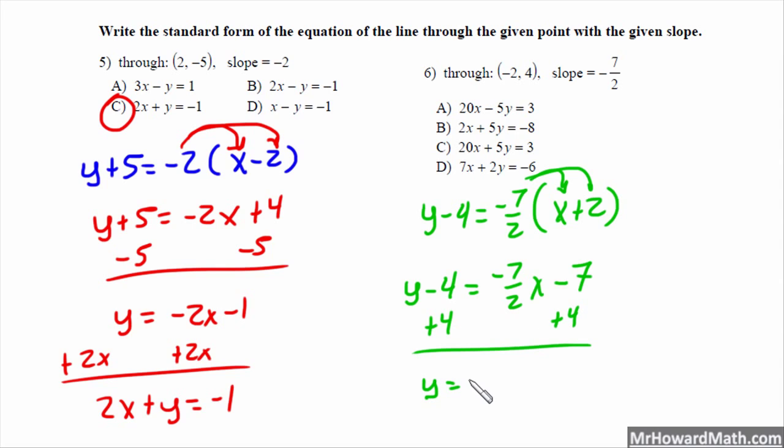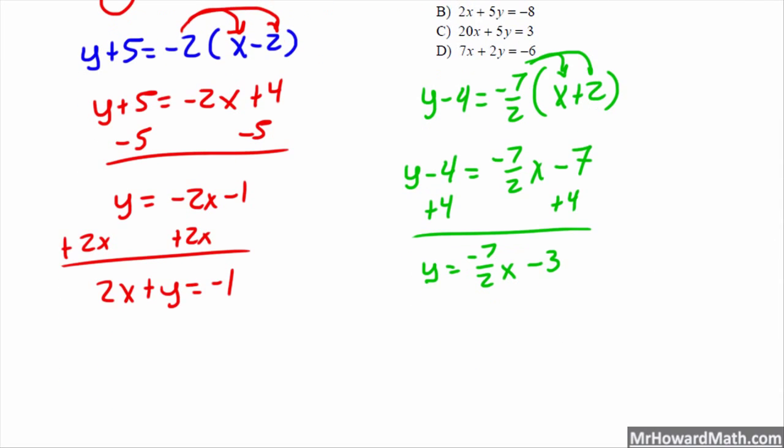We want x and y on the same side, numbers on the right, so add 4, so y equals negative 7/2x. Negative 7 plus 4 would be negative 3. Scroll down a little here. So now we need this x term on the other side. Our shortcut at this point is we just take it to the left side and change its sign, so it's now positive. 7/2 x plus y equals negative 3.